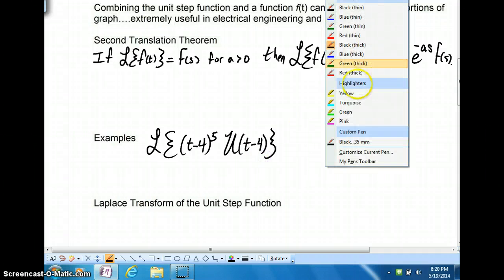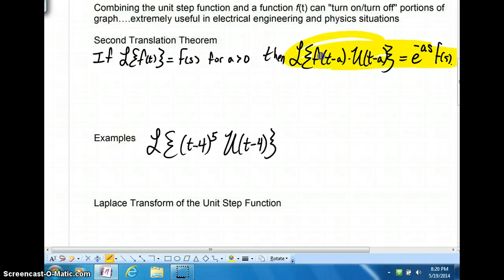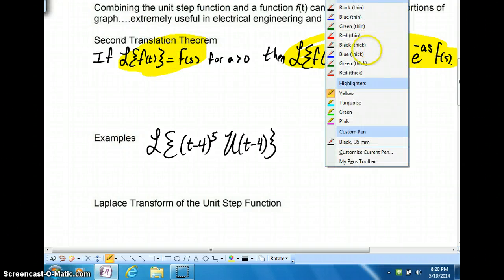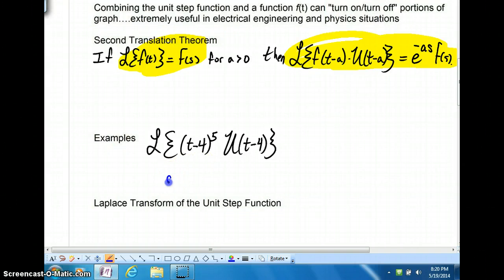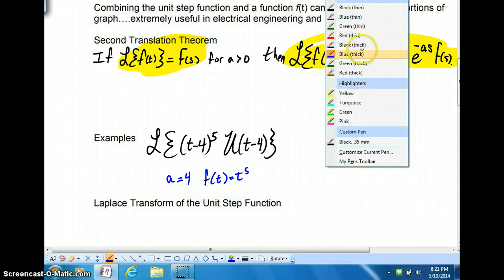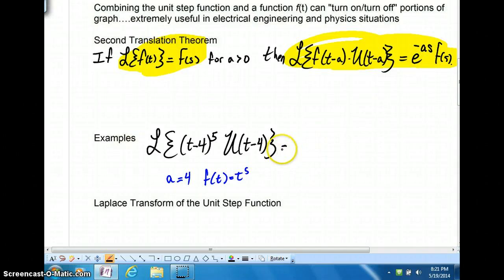Now, according to this theorem that we're just seeing up above, what we're going to arrive at is the following. Now, this is also assuming that we know a Laplace transform of a general function f of t. We're going to note here that a would equal 4, and of course our f of t would be t to the 5th, as you can see in this basic setup. So what we'll have is e to the negative as, so that's e to the negative 4s, and then we're going to take the Laplace transform of our f of t. You can see that's really what we're doing. We're ignoring the t minus a for a moment and just applying the Laplace transform of t to the 5th.